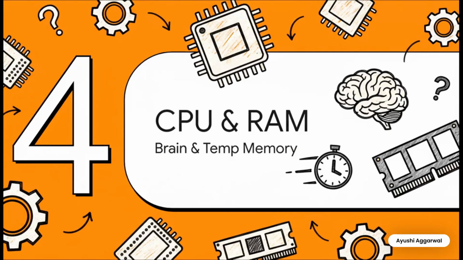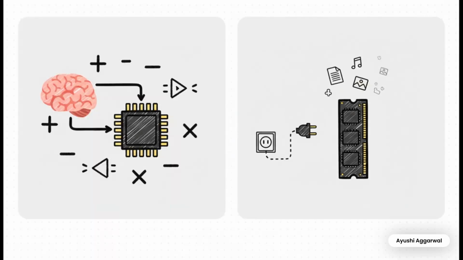Okay, we've now arrived at what is probably the most important part of this entire explainer, CPU and RAM. The chances of getting a question from this section in your exam are extremely high, so please pay close attention. This slide right here makes the difference crystal clear. The CPU, or central processing unit, is the brain of the computer. It handles all the calculations, makes all the decisions. RAM, on the other hand, is its temporary working memory. The more programs you run at once, the more RAM you need to keep everything running smoothly.